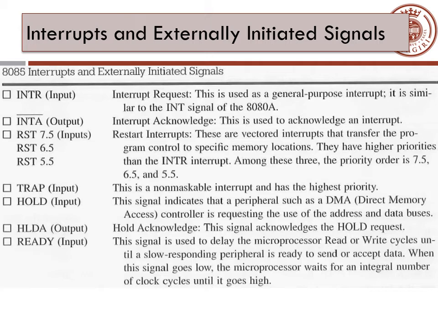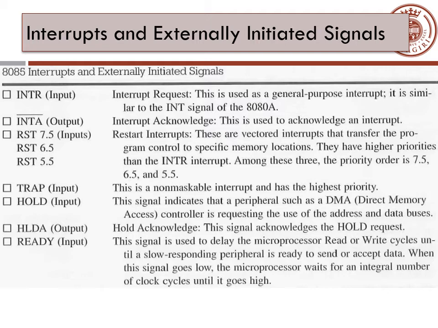And coming to the next three pins, RST 7.5, 6.5 and 5.5, these are again interrupts. Those are vectored interrupts, which means that for these interrupts, the interrupt service routine has been written in a specific memory location, and these three pins have their priority.